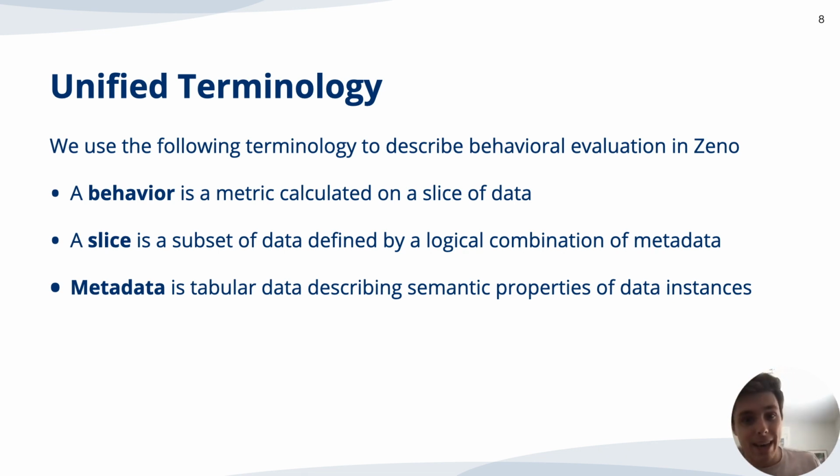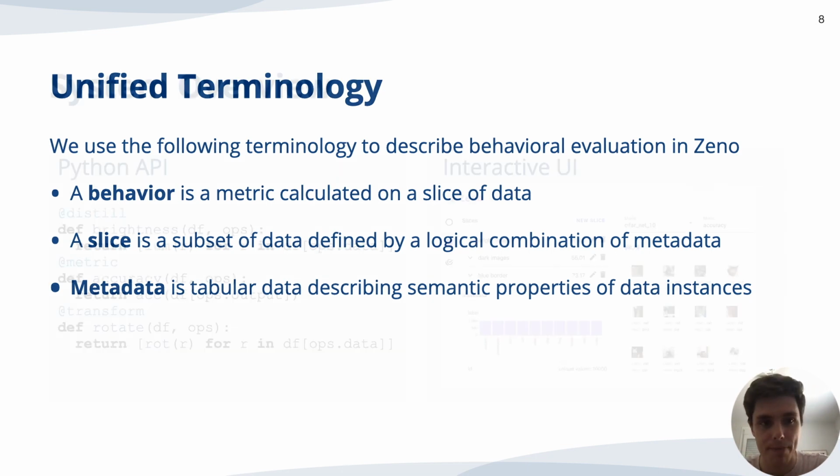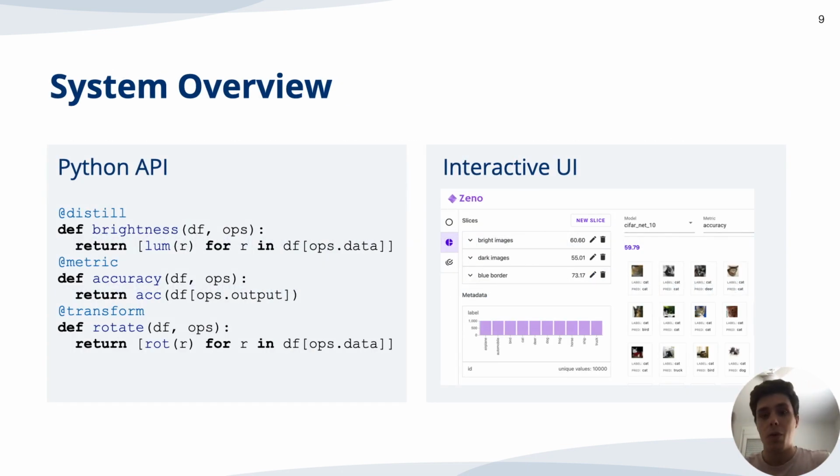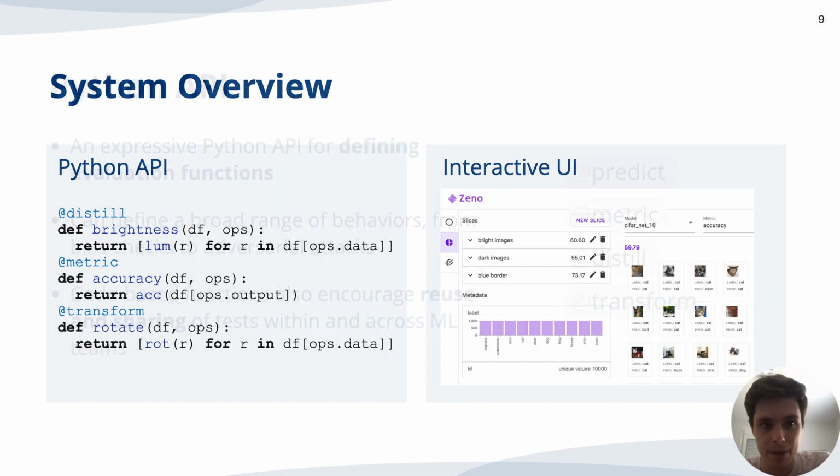And our proposal was that by just using this very small core concept of slices, we can encode a lot of the interesting behaviors and use cases that people see in the real world. So what we did for Zeno is we implemented a system that has 2 main parts. A Python API that encodes those basic building blocks of metadata and metrics, and then an interactive UI that lets people actually do this behavior analysis and interactively explore, slice, and evaluate their model.